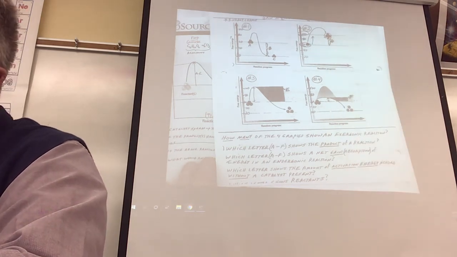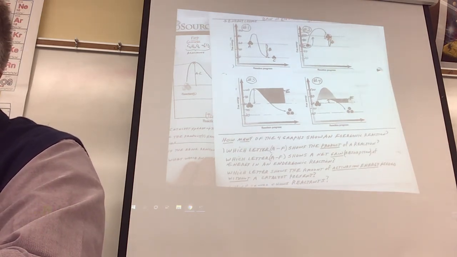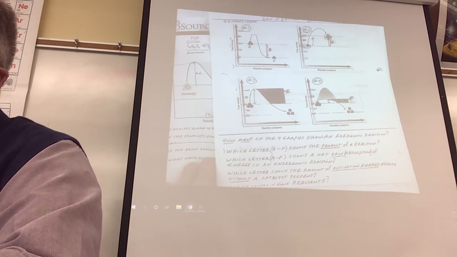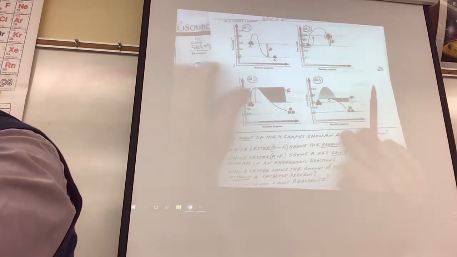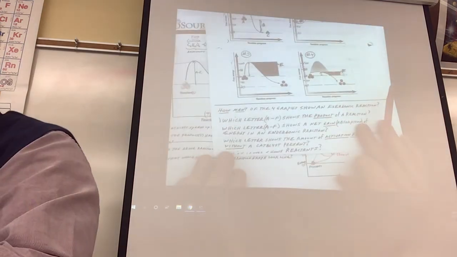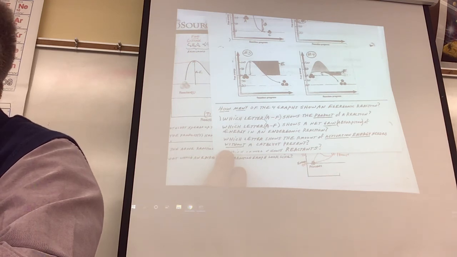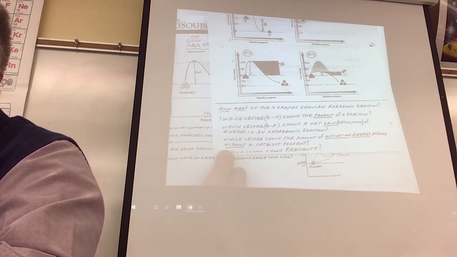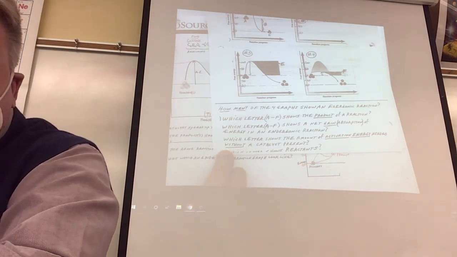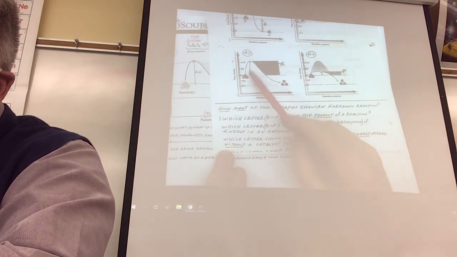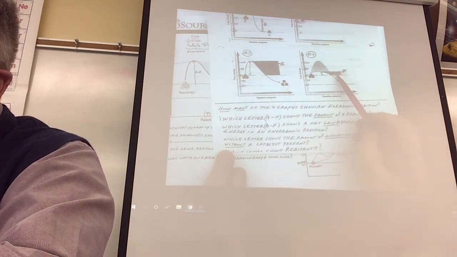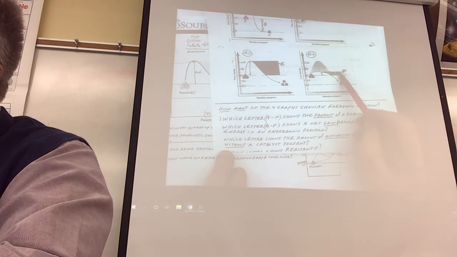All right, next one. Which letter shows the amount of activation energy needed without using a catalyst? Last class missed this one, so you guys are 2 for 2. Who wants to volunteer? E. That is correct. This is the amount of activation energy needed without a catalyst, and this is the amount of activation energy needed with the catalyst.